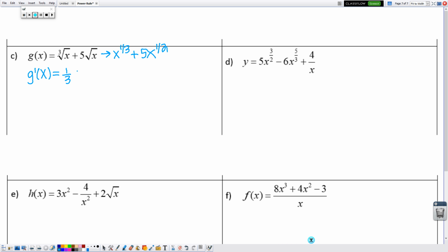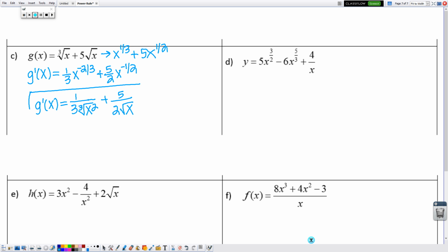So 1/3 plus 5/2 x to the negative 1/2. Then I'm going to put them back into radicals and put them on the bottom because they're both negative. Now I don't have to put them back together because they were presented to me separately. So that is one good part. Because making a common denominator there does not sound like a fun time.